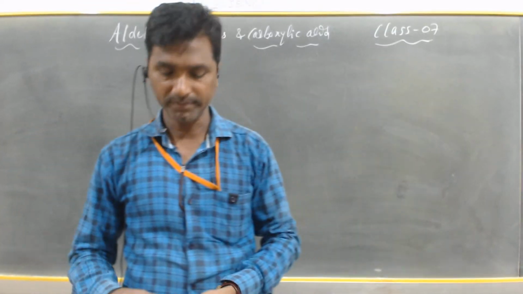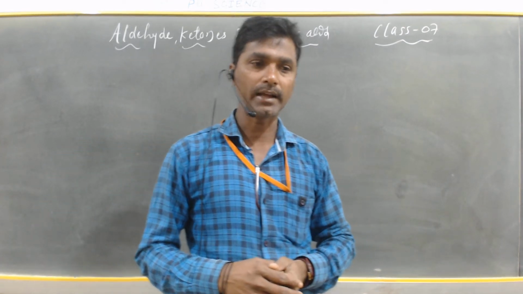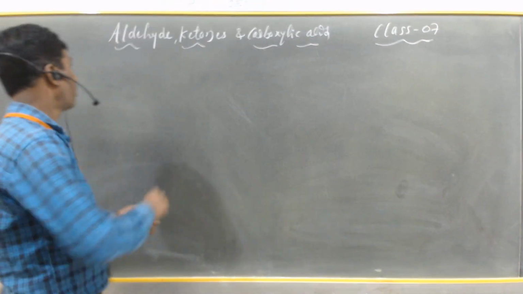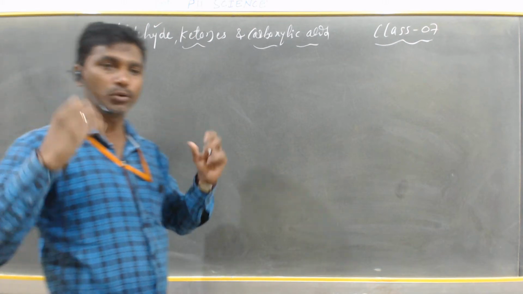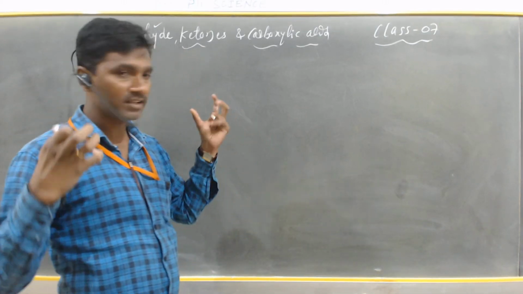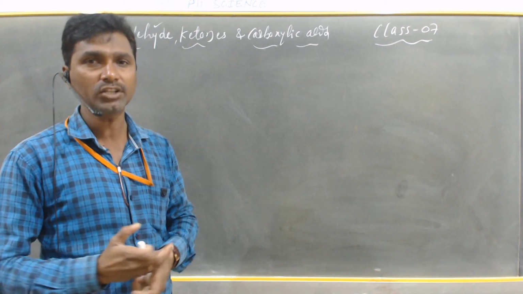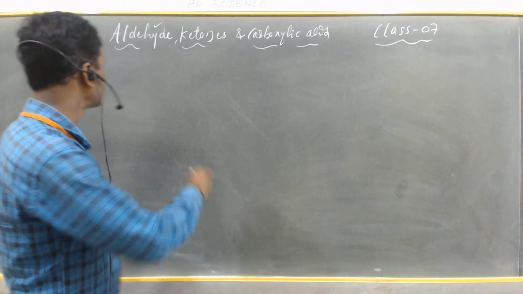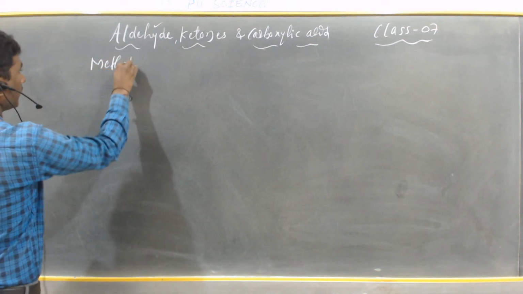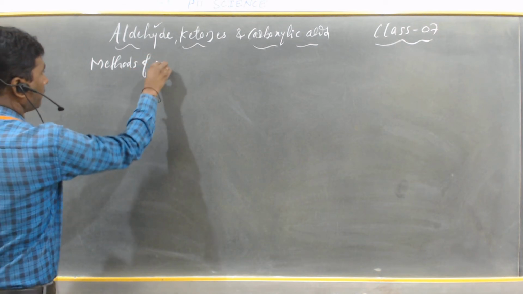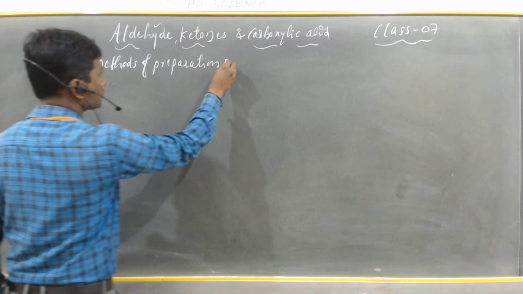The class 7. In class 6, we discussed what ketones are and their nomenclature. Aldehyde is already over. Now I am discussing the ketones. In live class 6, we discussed what ketones are and their nomenclature. Today I am discussing the methods of preparation.